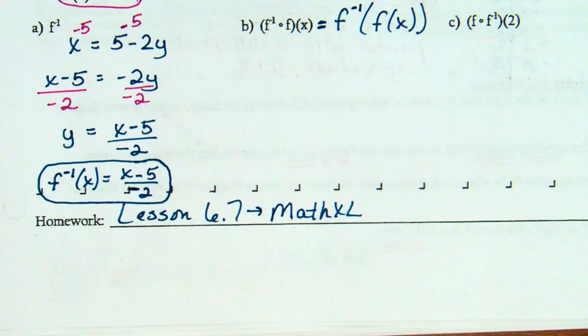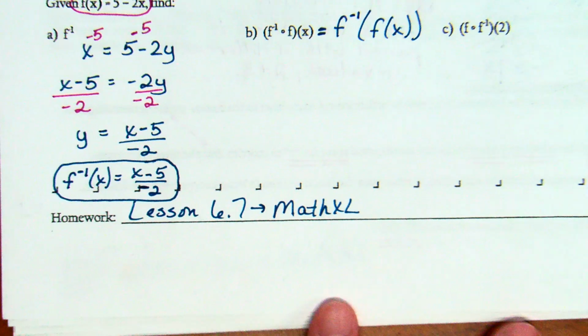Now, what if I tell you we already know the answer before we ever get started? We already know the answer, and we haven't even started. How do we already know the answer? It's always x. What did it say up above in the directions?